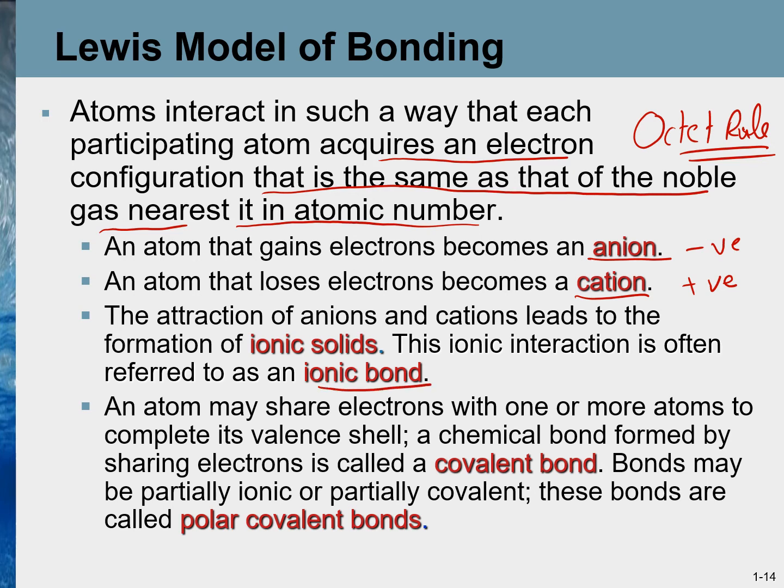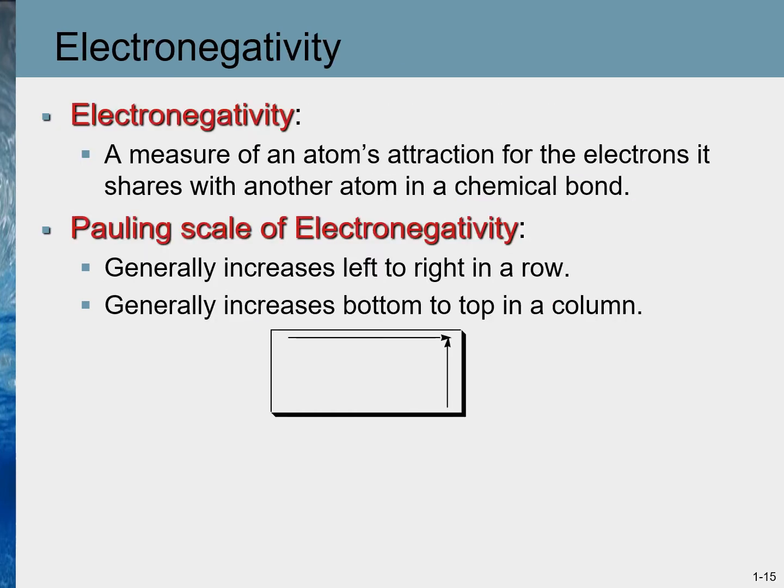The second method of completing the octet is that an atom may share electrons with one or more atoms to complete its valence shell. A chemical bond formed by sharing electrons is known as a covalent bond. In many compounds, bonds may be partially ionic or partially covalent. These bonds are known as polar covalent bonds.